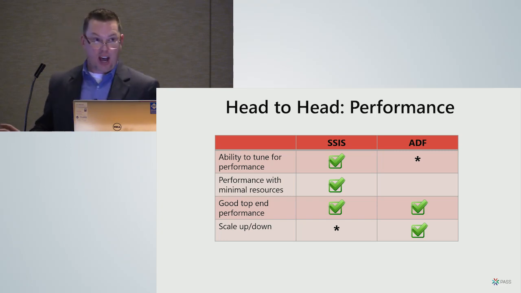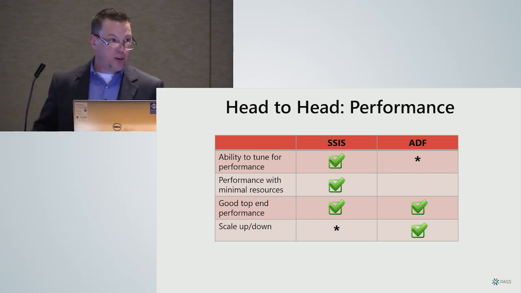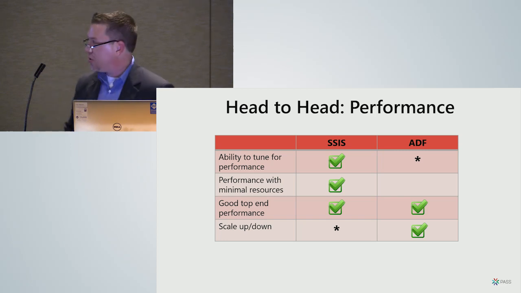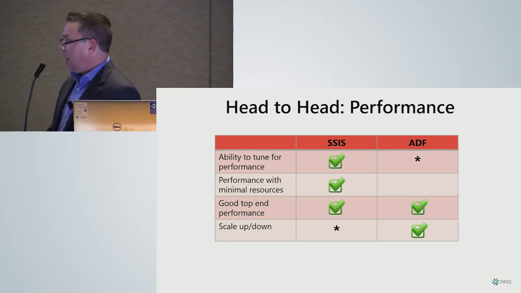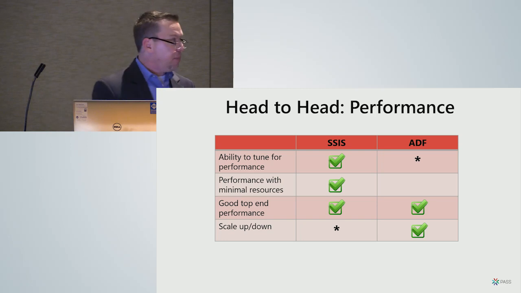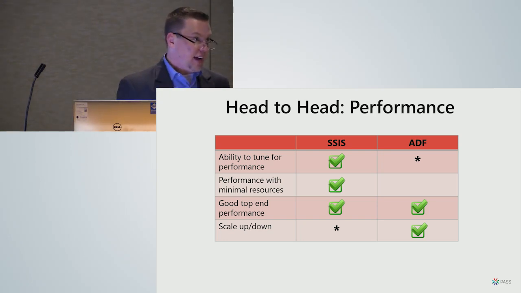They both have really good top-end performance. I think if anything, I would give ADF an edge here over integration services because if I need to scale up, I can do that really quickly without a hardware change. And then lastly, scale up or down. The clear advantage goes to ADF as opposed to integration services. If I need to spin this thing up and give 10 times or 20 times the horsepower instantly, I can do that in ADF. If I'm doing that in SSIS, best case scenario, I'm shutting down my VM, reallocating resources, and bringing it back up after those changes have been made.